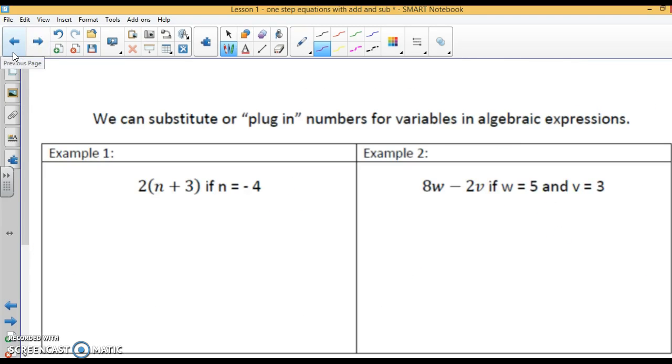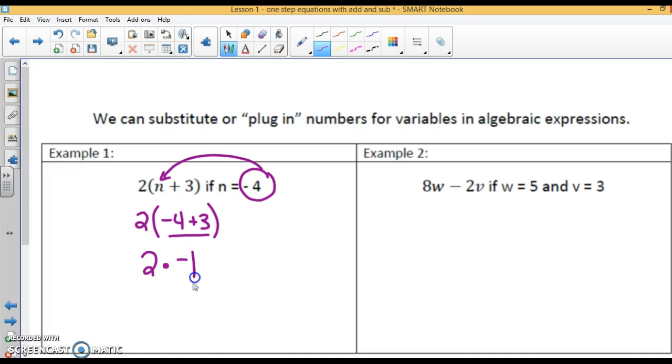All right, we're going to learn how to evaluate and substitute. So we want to evaluate the expression 2 times the quantity n plus 3 if n is negative 4. So I'm going to substitute my value in for n. So 2 times the quantity, negative 4 plus 3. Now I follow order of operations. Do parentheses first. So 2 times negative 1, which is negative 2.